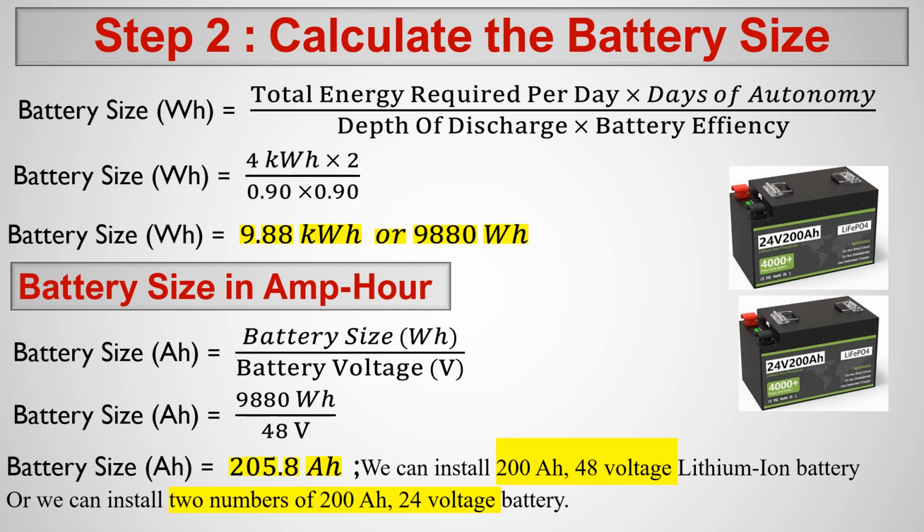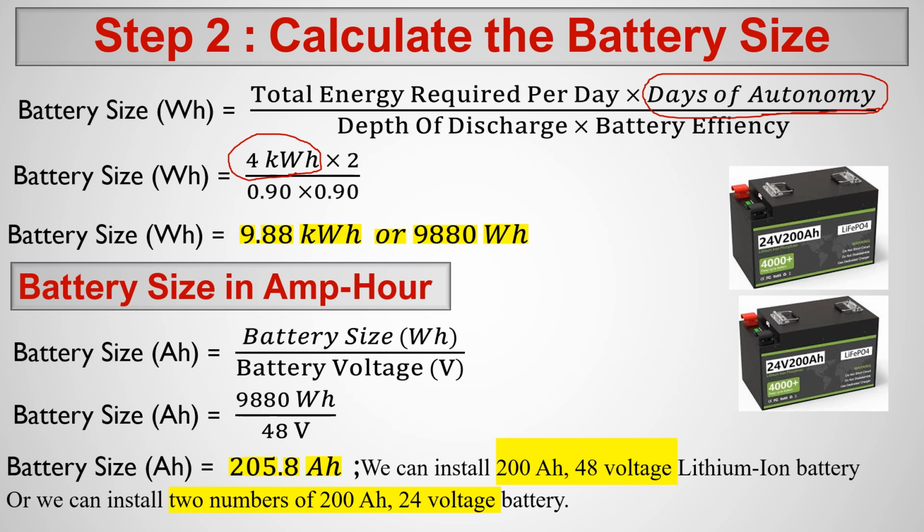So how can we find the size of the battery? What is the total energy required per day? That is 4 kilowatt hour, which we calculated from the electricity bills. And days of autonomy. Days of autonomy means how many days we are going to supply the power using the battery. We decide the days of autonomy based on money in hand, or if we experience more weather problems, with a lot of cloudy days in between, then we have to increase the days of autonomy.